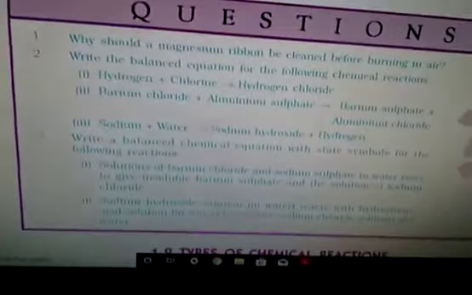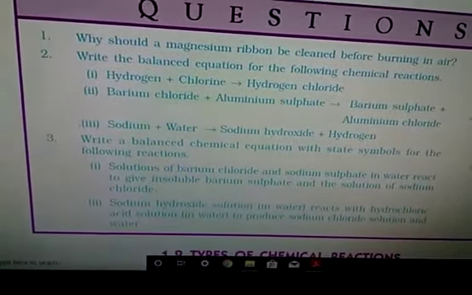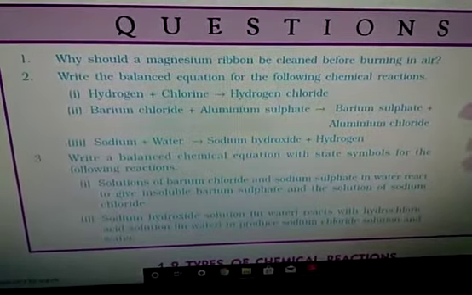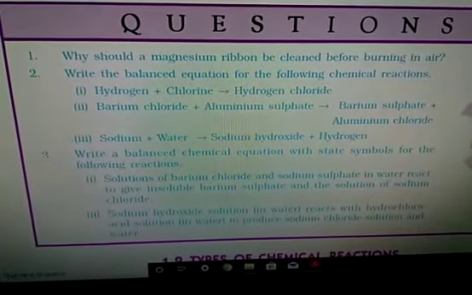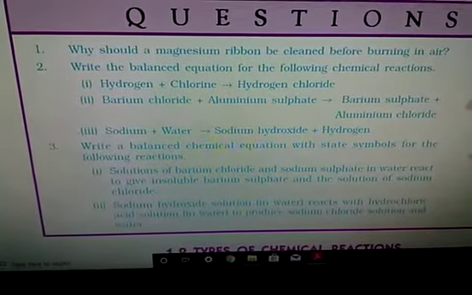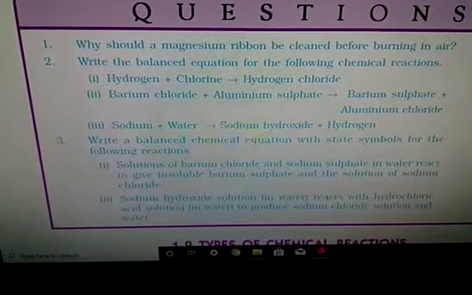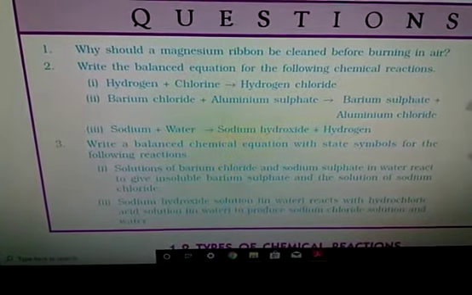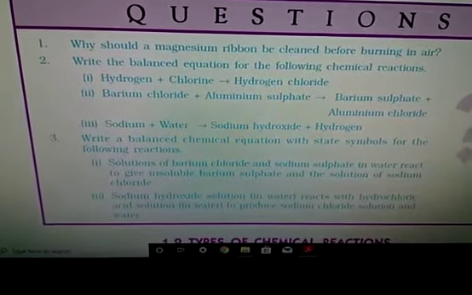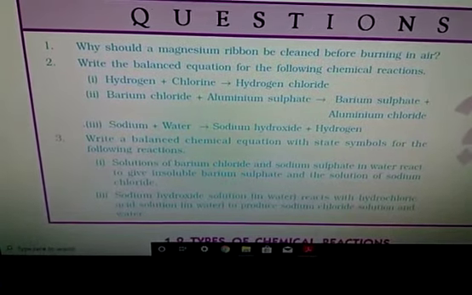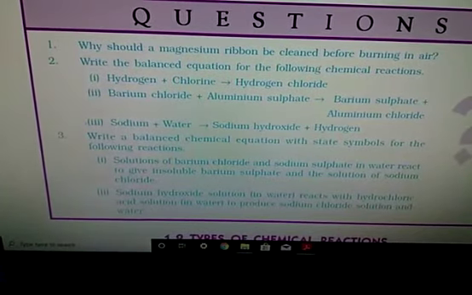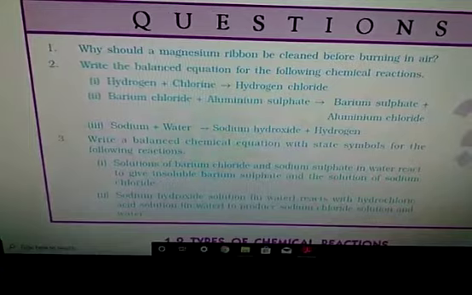Our first question is, why should a magnesium ribbon be cleaned before burning in air? Magnesium is a reactive material. So when it comes in contact with air, especially oxygen, it reacts with oxygen and a thin layer of magnesium oxide forms over the magnesium wire. Once magnesium changes into magnesium oxide, it cannot react further with oxygen. If you are going to burn it, it means you are going to react it with oxygen. This magnesium oxide layer is sticky, so we have to remove it with sandpaper. This is the reason we have to clean the magnesium ribbon before burning it.